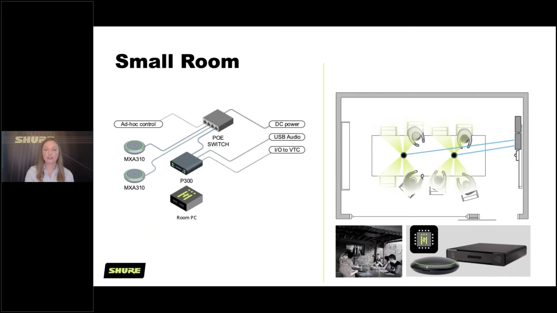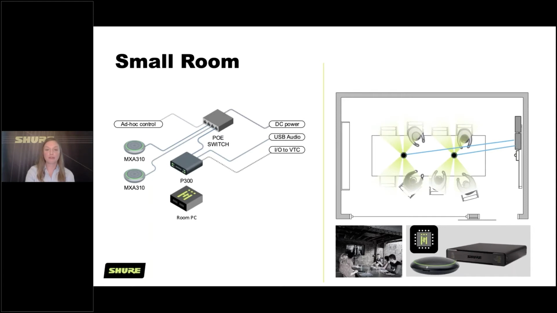The MXA 310 does offer steerable coverage like our MXA 910 and MXA 710, but it is only 4 channels with this particular microphone. So you can see we've positioned the lobes to pick up each of the students. So each array has 4 lobes aimed at the students.